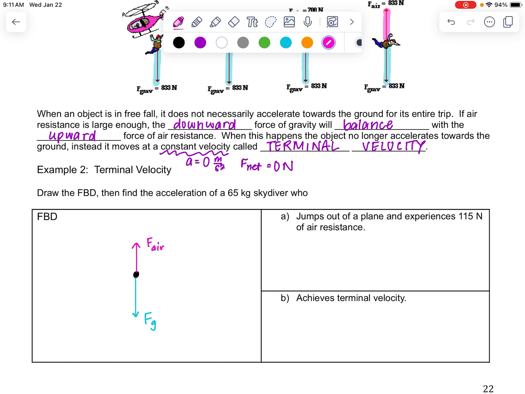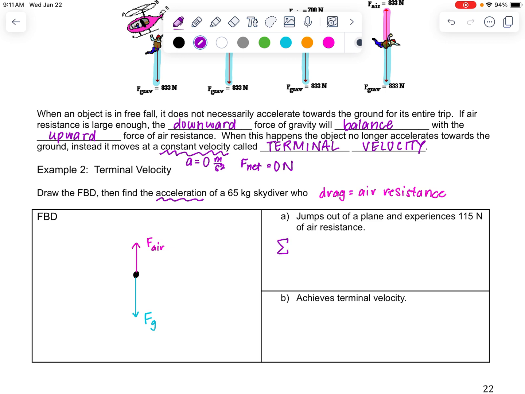Remember, F air is the same as FD. Drag and air resistance are the same, okay? Drag is equal to air resistance. They're the same thing. It's basically that the molecules of the air are colliding and slowing your speed down. Okay, so what we have to find, notice it says find the acceleration. So eventually we will have to solve this equation, which we'll get to.